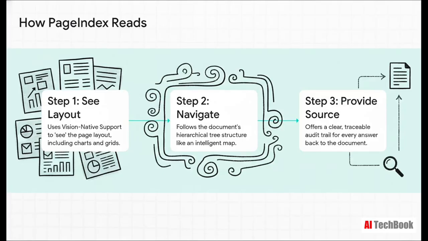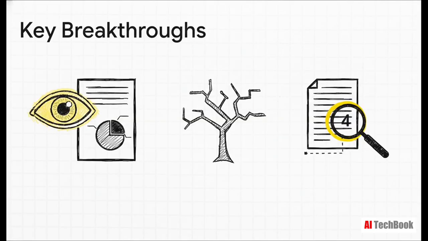So here's the breakdown. One, the AI can actually see the page layout. It recognizes charts, complex grids, not just a wall of text. Two, it uses that intelligent map we just talked about to navigate the document's structure, just like you would. And three, and this is absolutely critical for finance, it can trace every single answer back to its exact source in the document. No more black boxes. And this really highlights the key breakthroughs. You've got the vision, the smart navigation, and especially that traceability. I mean, unlike the old RAG systems where you just had to trust the answer, PageIndex gives you a fully auditable path for every result. For any regulated industry, that is a complete and total game changer.